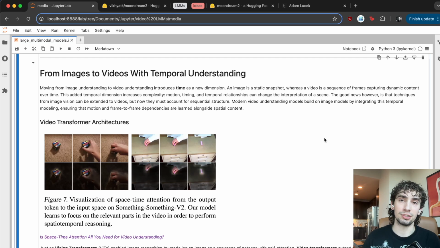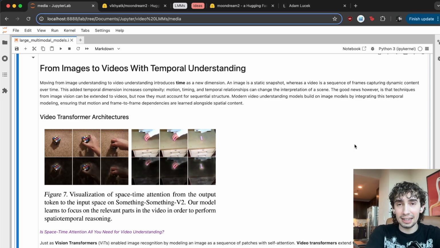Notice that I said a sequence of images. So there is that new dimension here of time. While images are static and just a snapshot of the kind of information that you're processing, videos capture a whole lot more. Of course, there's that temporal dimension that captures things like motion, timing, and different relationships that happen across a whole scene or across a whole video.